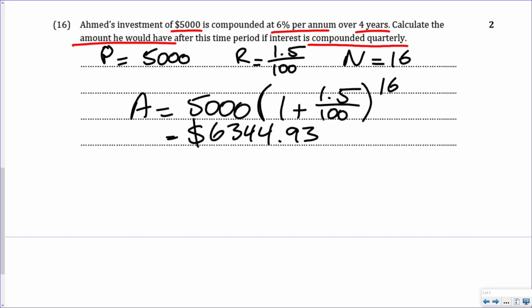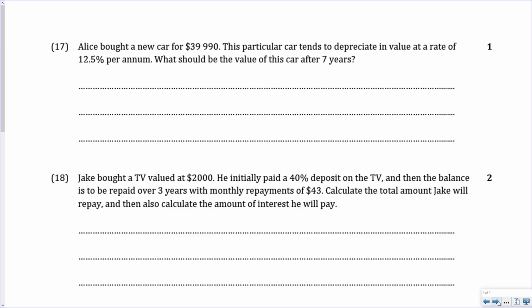And then going to this last page, we see that Alice bought a car for $39,990. This car tends to depreciate at a rate, so again, let's identify that. So that's the initial value. It's depreciating in value at the rate of 12% per annum. How much would it be worth after 7 years? So this is going to be put into a depreciation formula, which is basically just compound interest, except with a minus instead of a plus.